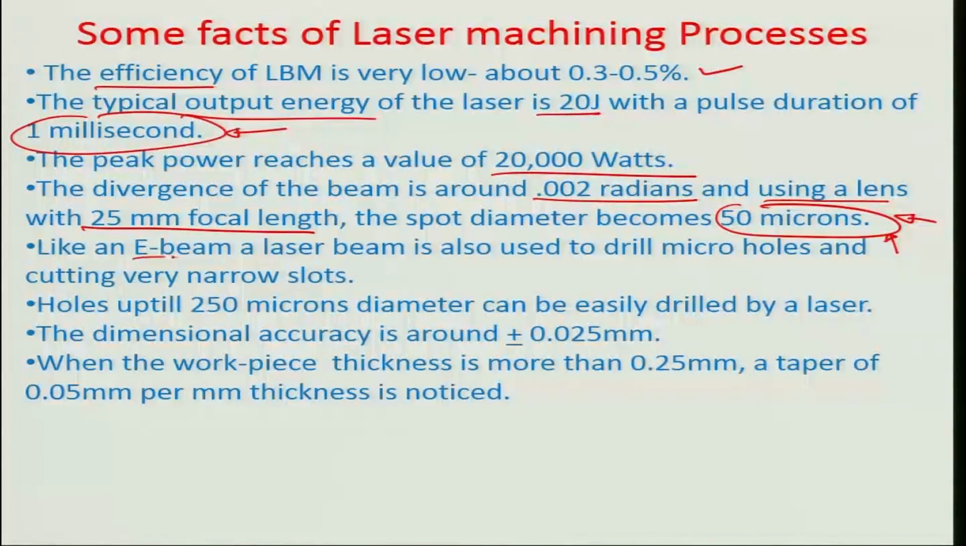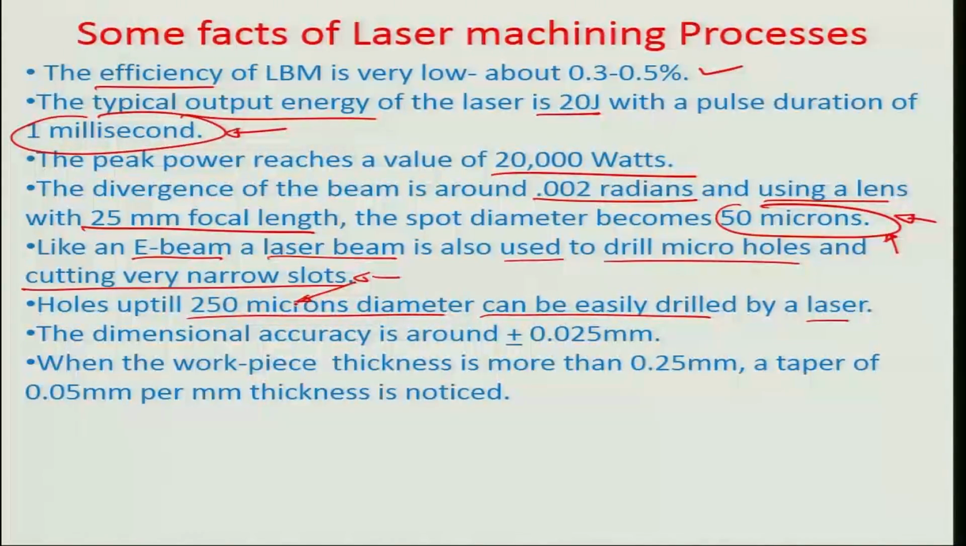Like an E-beam, a laser beam is also used directly for machining. For example, it could drill micro holes and cut narrow slots in a similar manner. Holes of about 25 microns to 250 microns diameter are routinely drilled with laser. Obviously this limit can go down quite a bit further. The accuracy is in the range of about plus or minus 0.025 millimeters. You have to remember that there is very little divergence of the beam, and so the dimensions which are normally planned for laser beam machining can be implemented very easily.